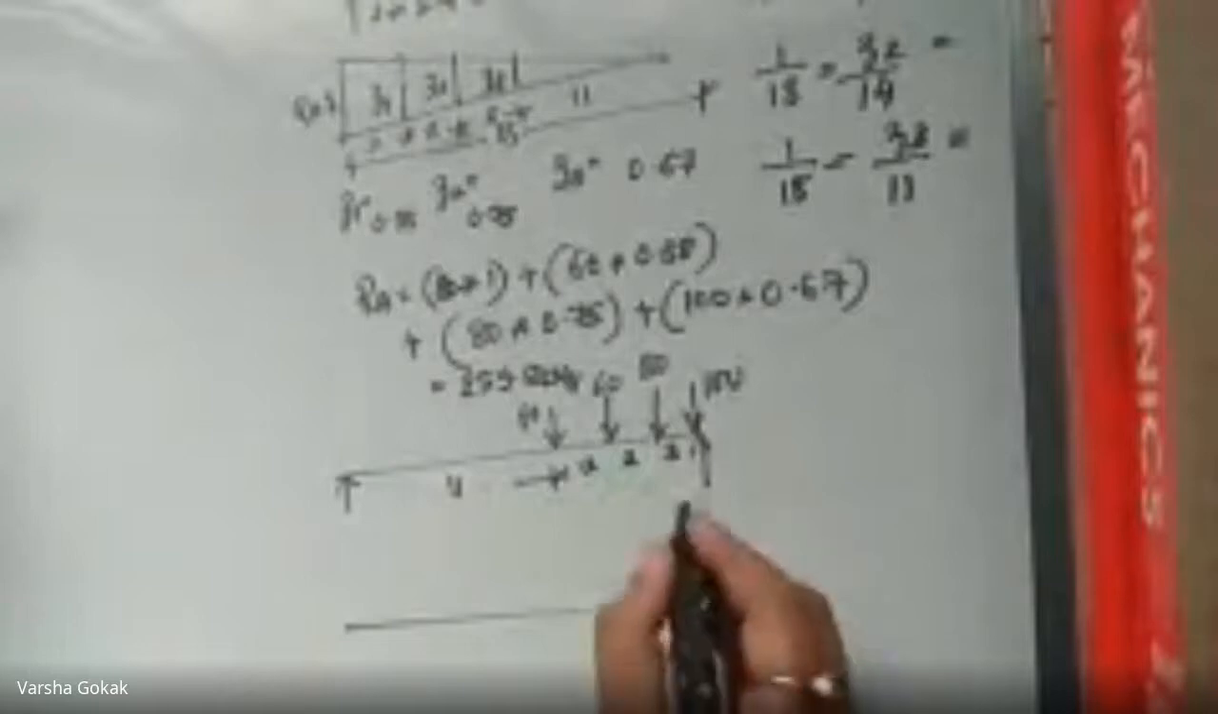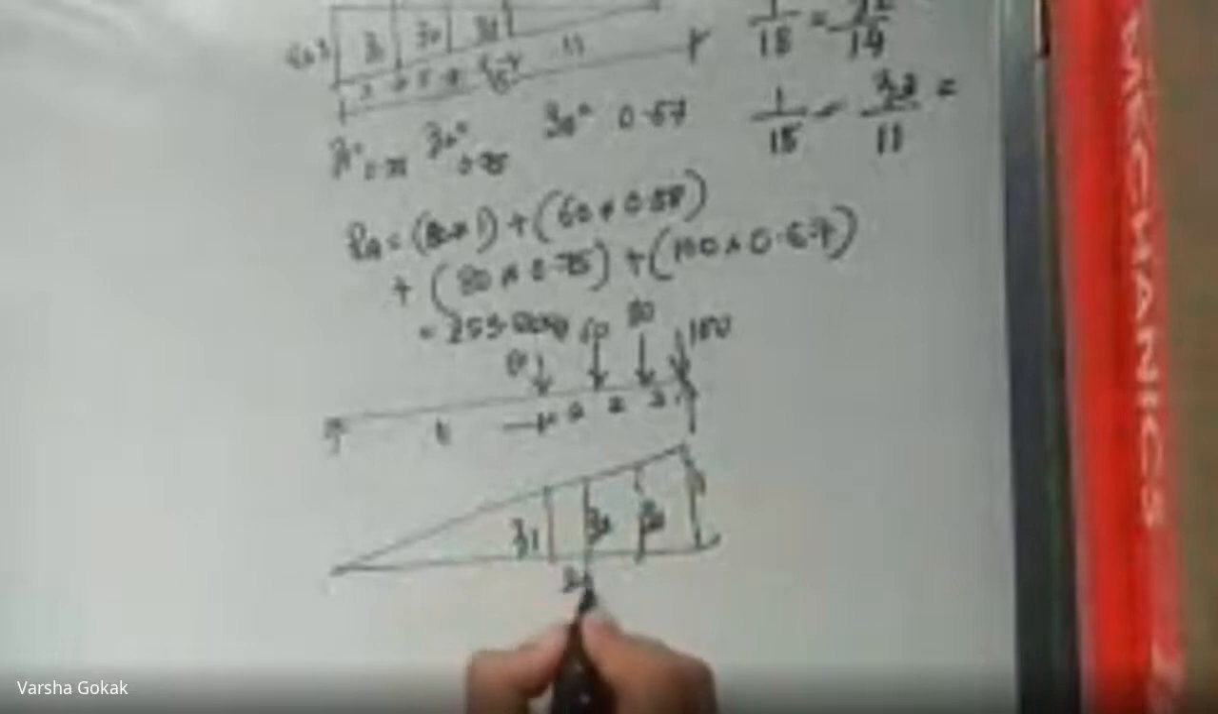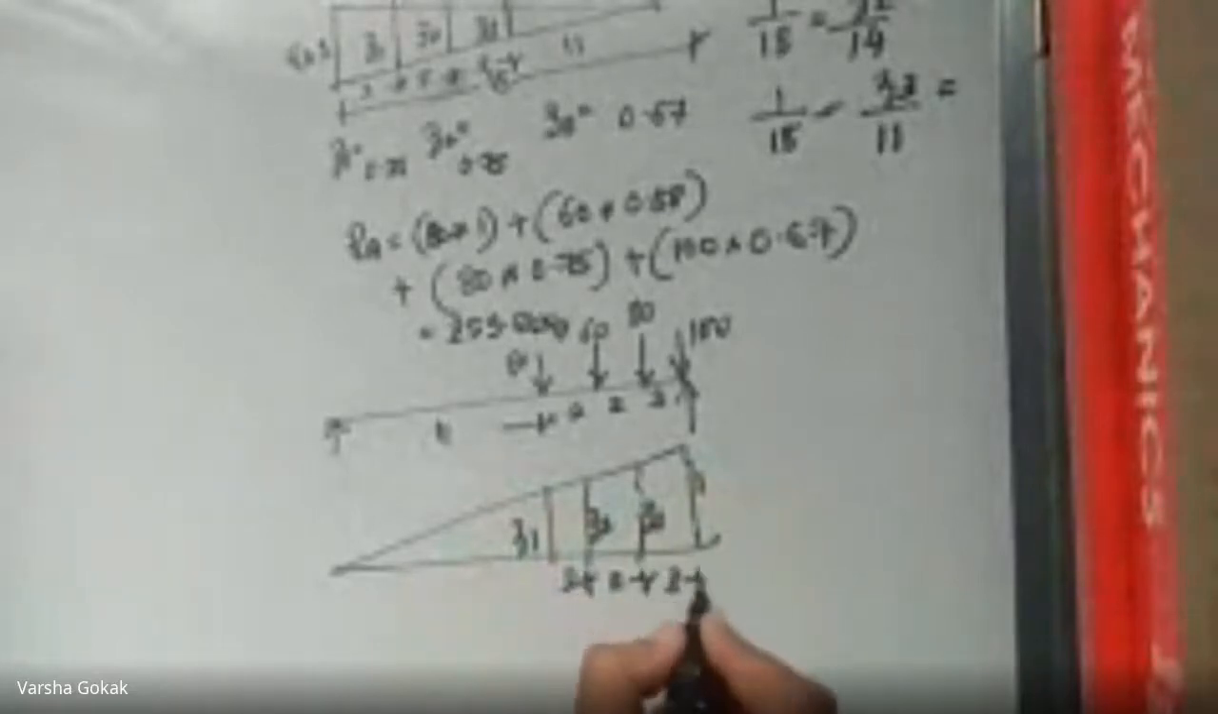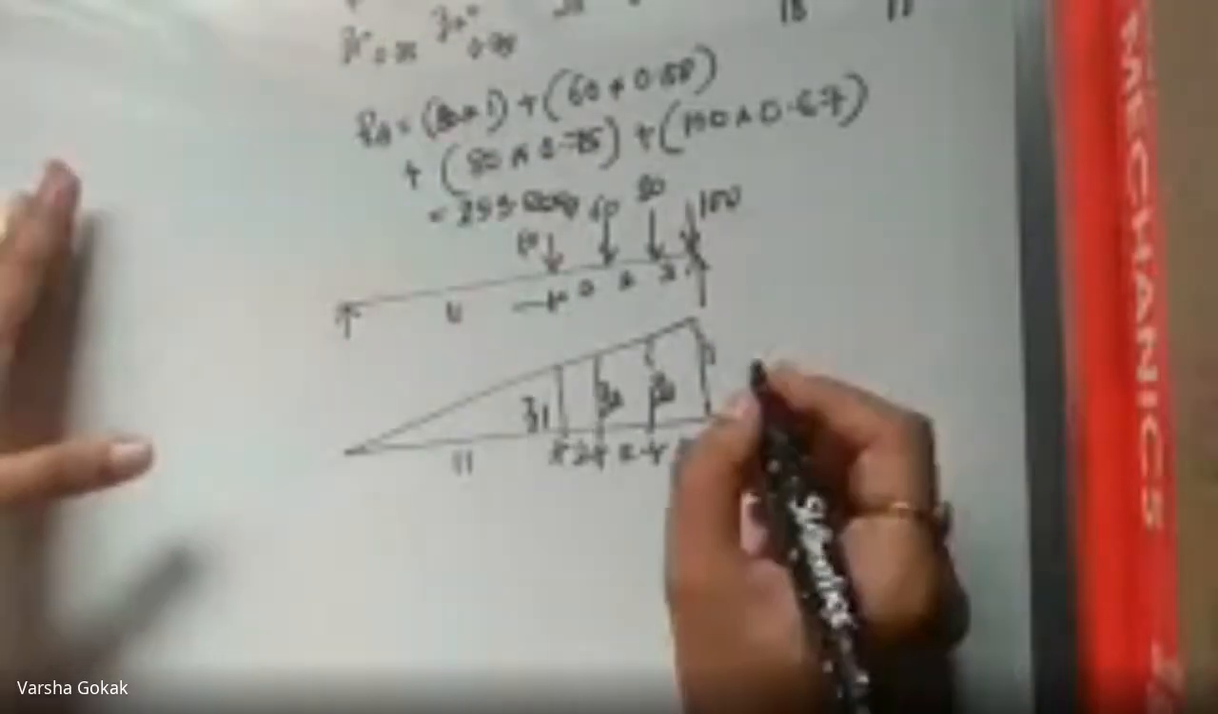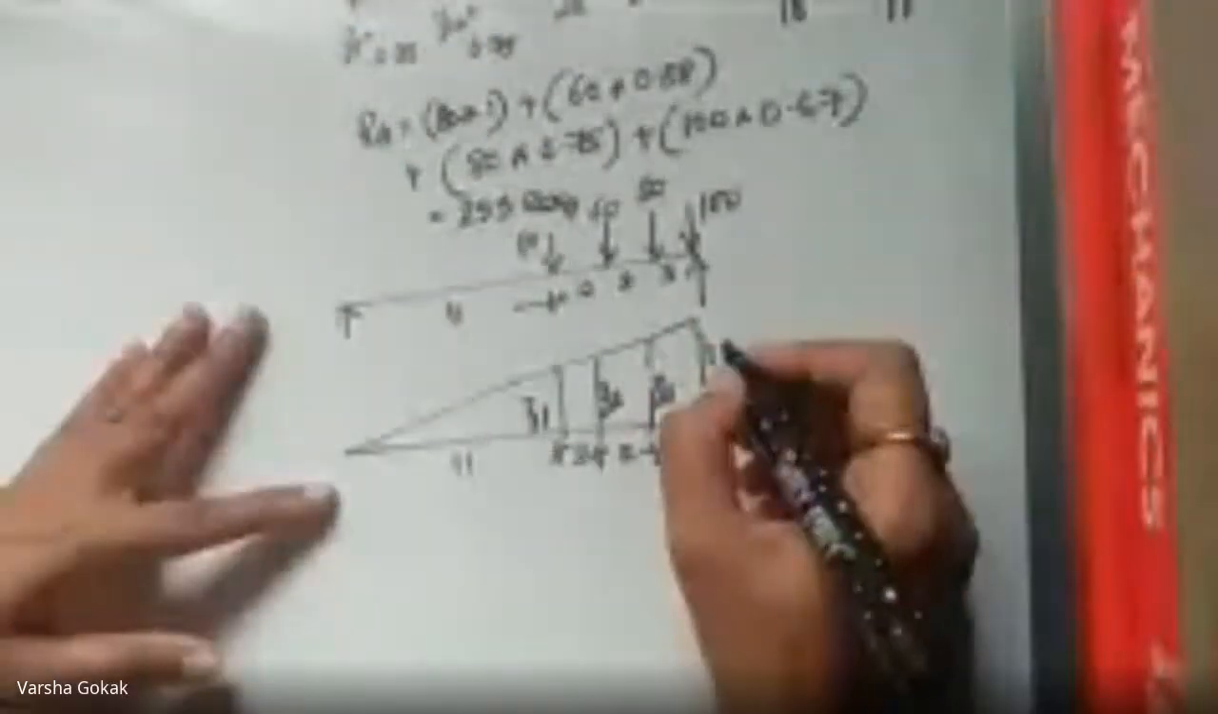When I want to calculate RB, this is the influence line diagram. I need to calculate the ordinates. Call them Z1, Z2, Z3, and this is 1. The spacings are 2 meters, 2 meters, 3 meters, and 11. So how do we calculate the ordinates?